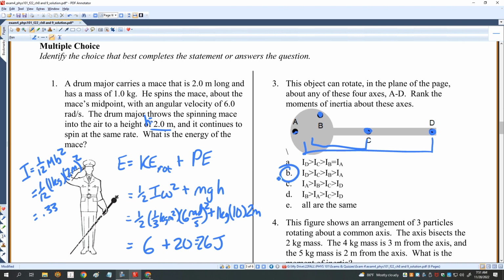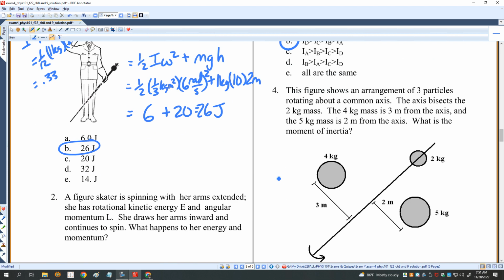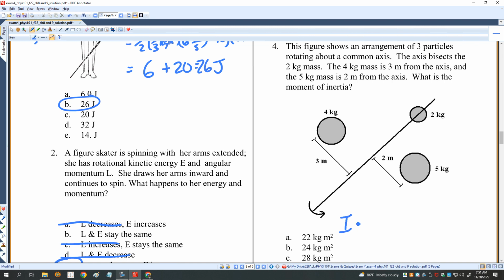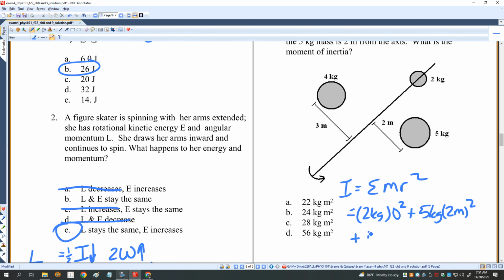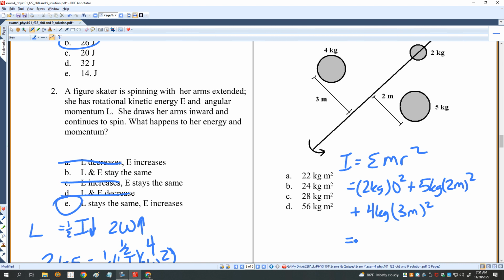All right. This figure shows an arrangement of 3 particles rotating about a common axis. What is the moment of inertia? I is the sum of m r squared. That's going to be 2 kilograms times 0 squared, so of course that one doesn't count, plus 5 kilograms times 2 meters squared plus 4 kilograms times 3 meters squared, which equals 20 plus 36 equals 56. D.